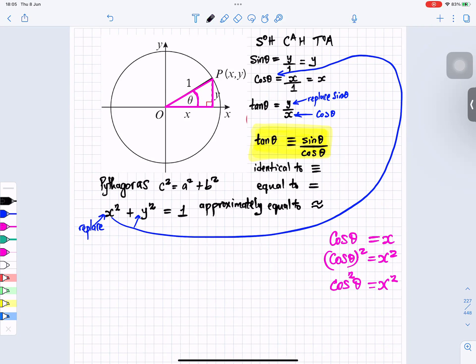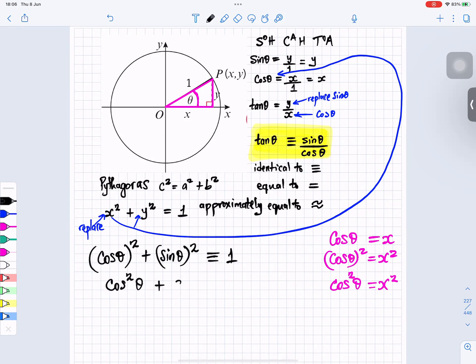So we can write this one as cos theta squared plus, replace y with sine theta squared. Now we will say it's identical to 1. But instead of writing the bracket, we always use the shorthand way, cos squared theta plus sine squared theta is identical to 1. So this is the next identity which you need to learn and memorize. 70% of A-level maths is what you remember. And the way you remember them is by doing lots of examples.